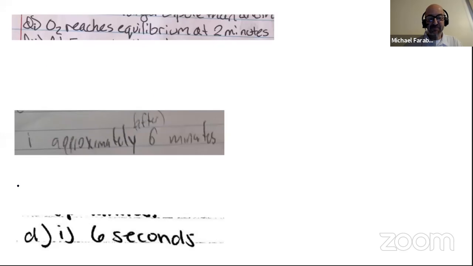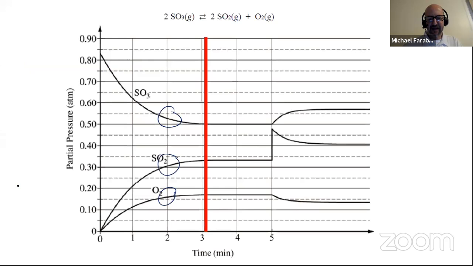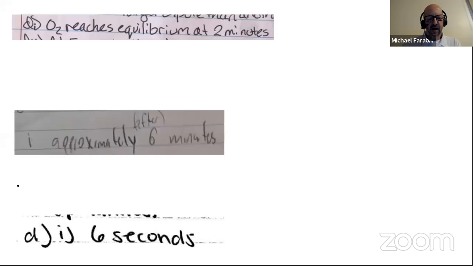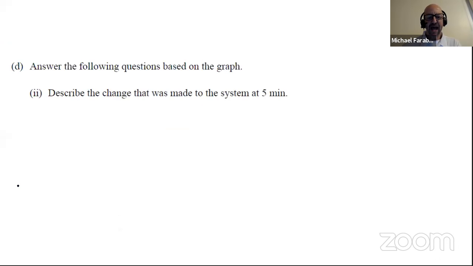This person says 6 minutes. I think 6 minutes is a little bit too long. Again, that would be maybe after equilibrium was reestablished, after a change was made, but initially reaching equilibrium around 3 minutes or so. And then the person says around 6 seconds. So again, pay attention to the numbers and the units on the axis. All right, what happened at 5 minutes?